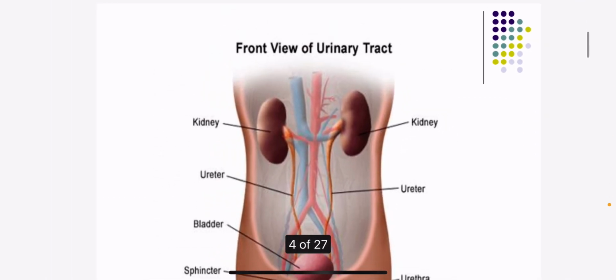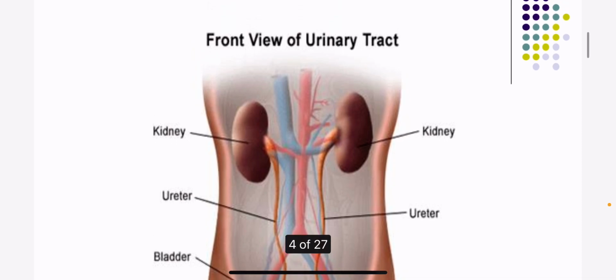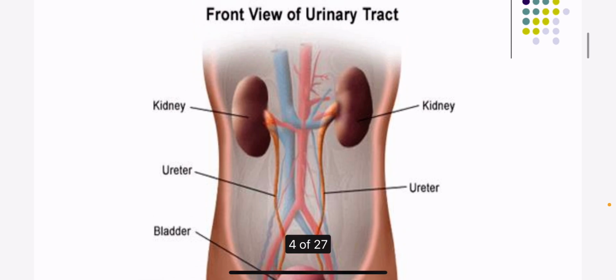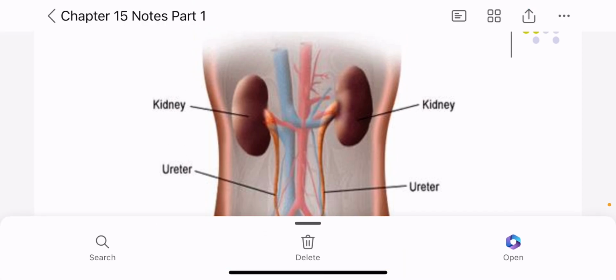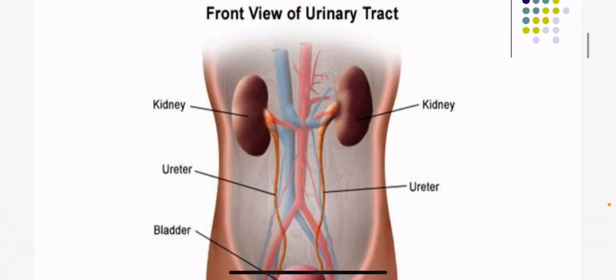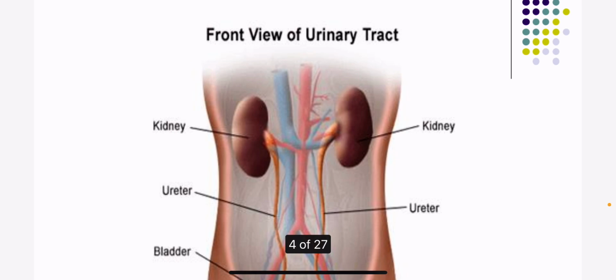So here, I'll zoom in a little bit. I am using my phone. Here is the urinary system. So we've got 2 kidneys. I don't think that I can get a pointer, but we've got 2 kidneys, and if you notice, the right kidney is a little lower than the left kidney.